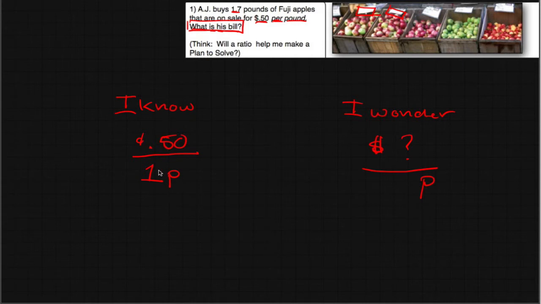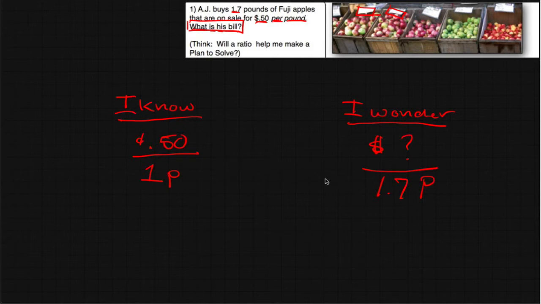All right, so there's 50 cents for 1 pound. I wonder, how much does it cost him for, well, this has to be pounds. How many pounds did he buy? Oh, he bought 1.7 pounds. So let's just double check if we have this right. I know that apples cost 50 cents for 1 pound. I wonder how much money he has to pay when he buys 1.7 pounds. That fits the story.